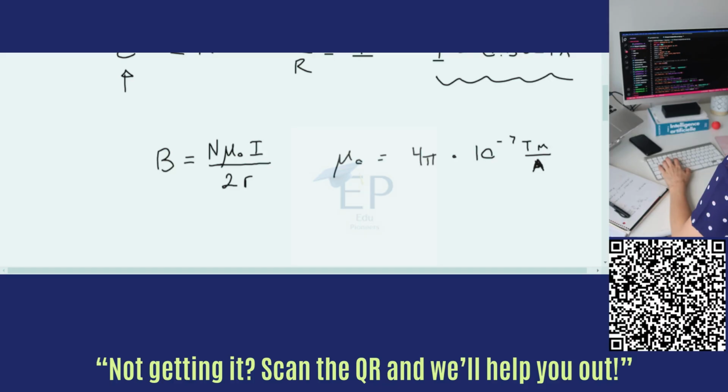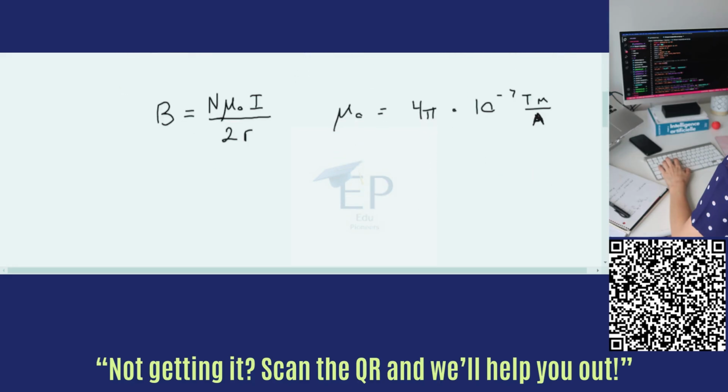And we plug in all of our values here. Nothing needs to be converted or anything. They're already in the right units. We will get that the strength of our magnetic field is 1.42 times 10 to the minus 3 teslas.